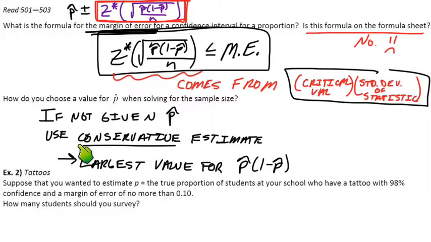the answer to that question is, what's the largest value you could get for p hat times 1 minus p hat? So come up with a proportion for p hat. What's the largest this could be? So go ahead and pause it, think about it for a second. You can try a few values of p hat. What's the value of p hat that makes this the largest?